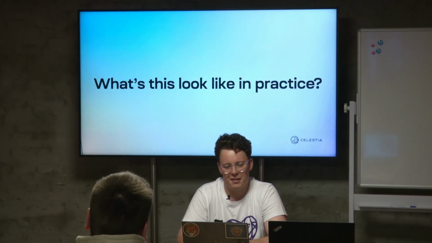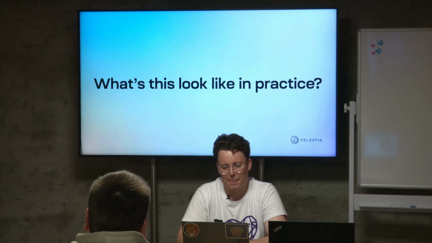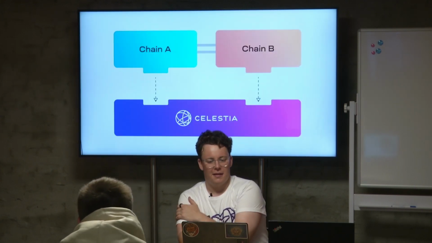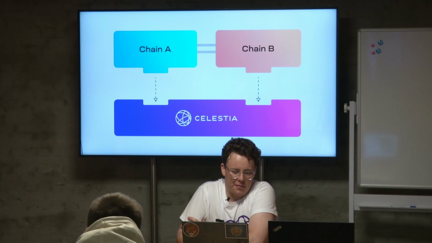I got a lot of slides. So what does this look like in practice? We're basically able to plug both of these chains into Celestia, which gives them the same trust assumptions.